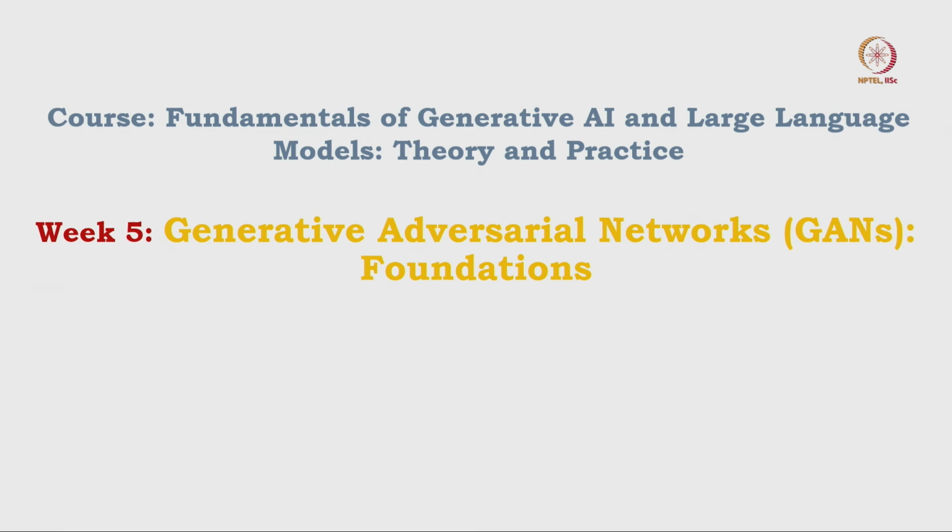In the previous session, we had seen the limitations of variational autoencoders, and we have seen the key motivation for GAN. Towards the end of that session, we have also seen what exactly is adversarial learning. We did not go into detail about the generator and discriminator.